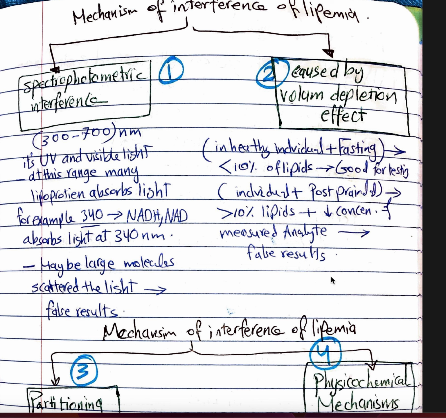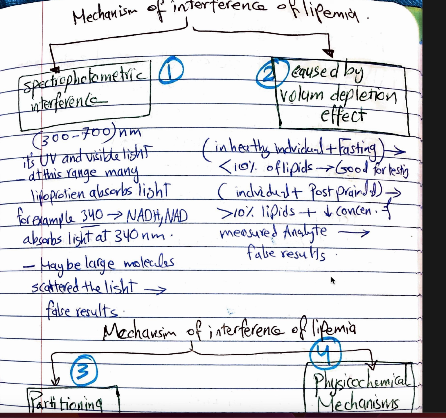The first one is spectrophotometric interference. How can that happen? We know that lipemia is measured by turbidity. The absorption of the light is between 300 and 700 nanometers, which is ultraviolet and visible light in this range. Many lipoproteins absorb the light between 300 and 700.